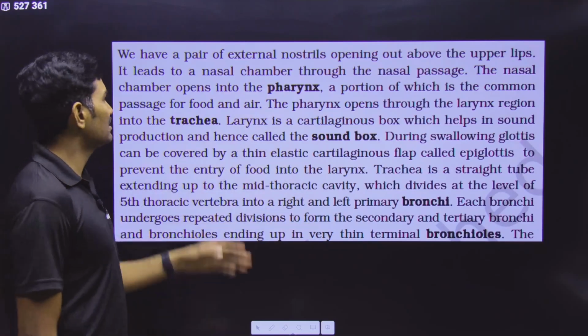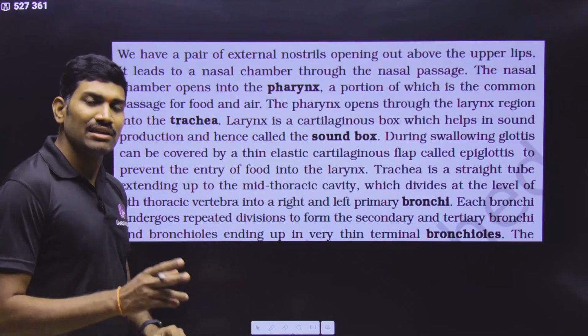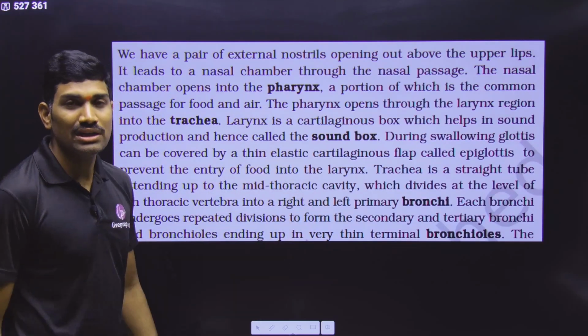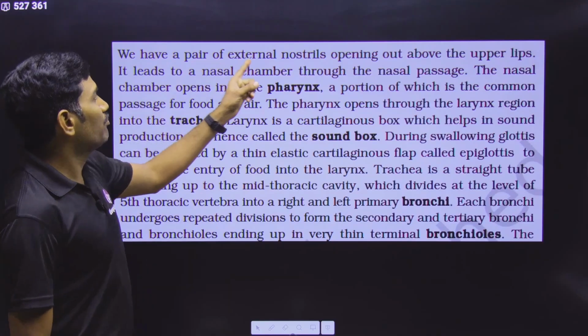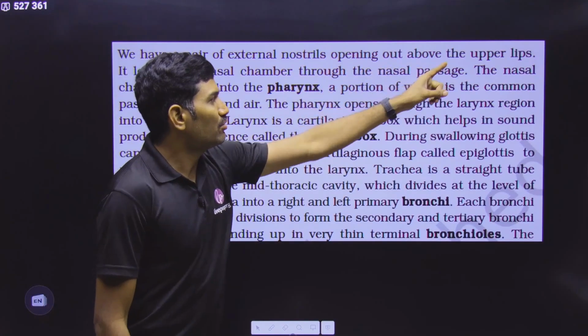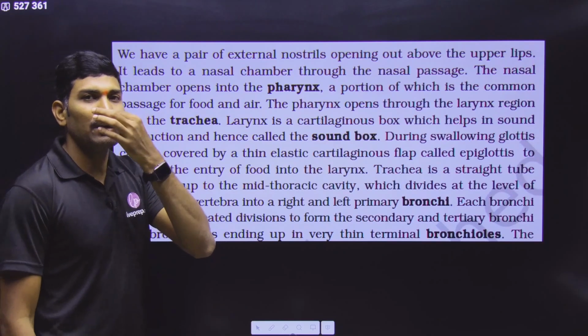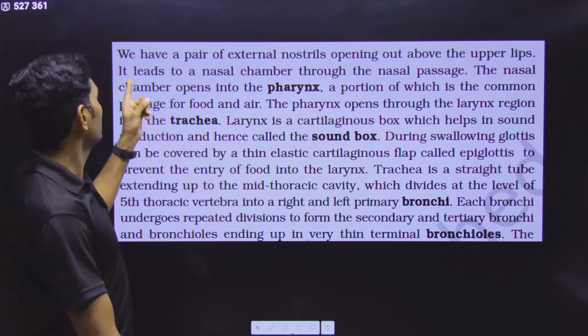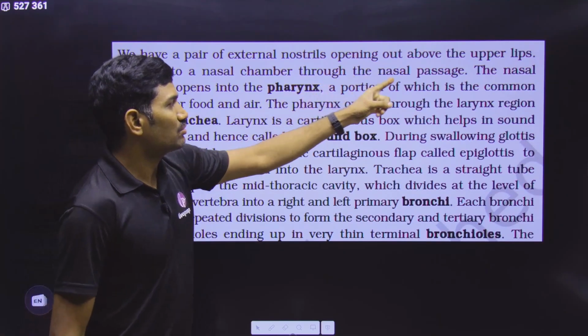The same thing in the form of sentences they gave here. Simply I will read it. But once again, we will do more details in the next lecture. We have a pair of external nostrils. So two external nostrils are present, opening out above the upper lips. Just above the upper lips, these two openings are present. It leads to a nasal chamber through the nasal passage.